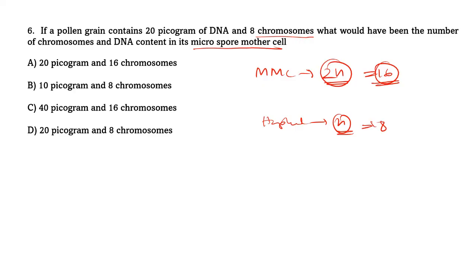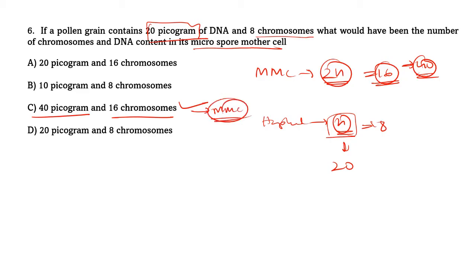What about the picogram, the DNA content? Again it will be exactly double that of the haploid state. If in the haploid state it is 20 picogram, in the diploid state it will be 40 picogram. So based on this, the answer will be C, 40 picogram with 16 chromosomes in microspore mother cells, since it is diploid, where 2n is equal to 16, and the DNA content will also be exactly double.